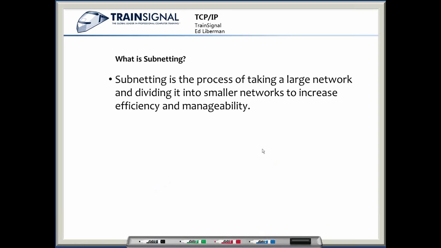So now that we know about networks and different networks and communicating between them, this is where we're going to get to the answer on a whole lot of the things that you guys were asking about in the Q&A. Subnetting is the process of taking a large network and dividing it into smaller networks to increase efficiency and manageability.